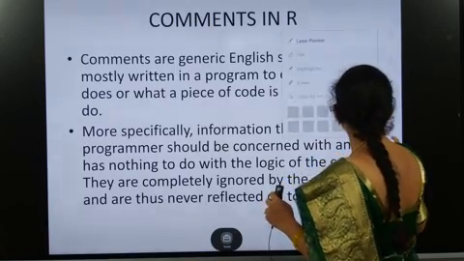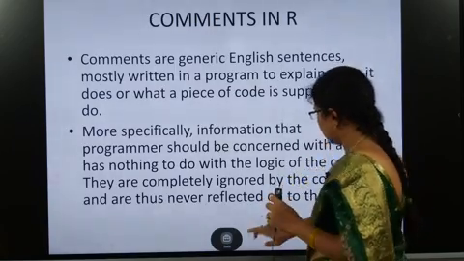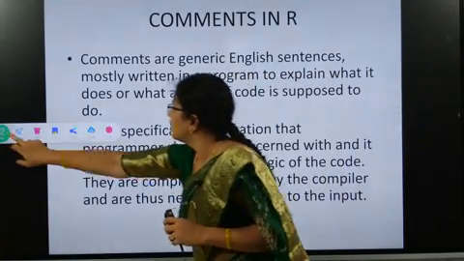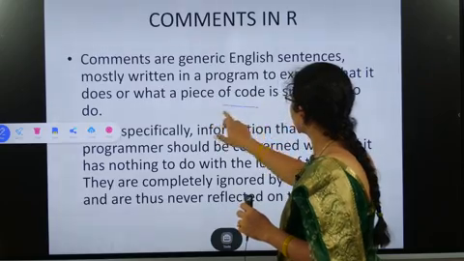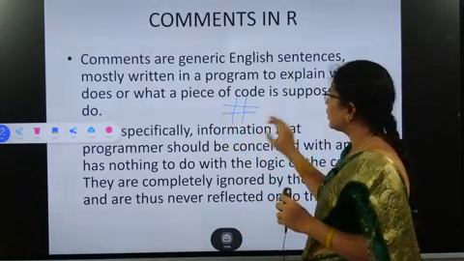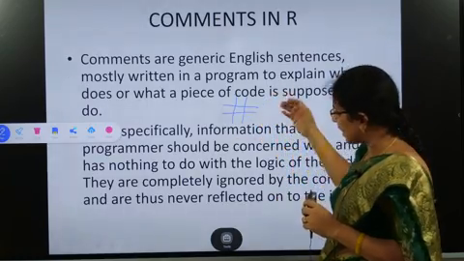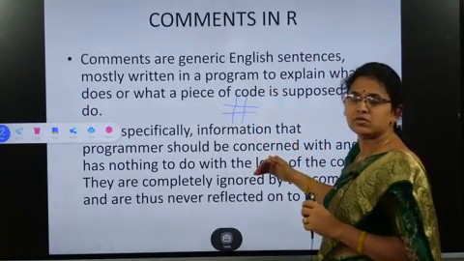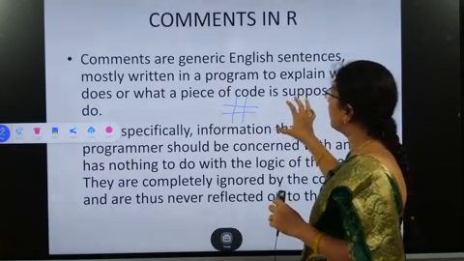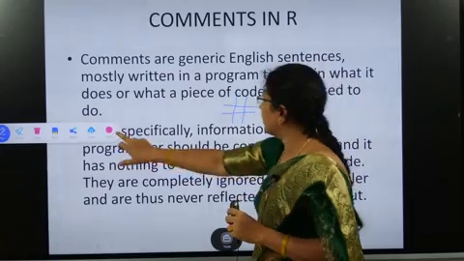So it's nothing but, what we call, okay, this is the hash symbol. By using this, you can write what exactly the code below it says. This is the way we can represent comments in the R programming language.